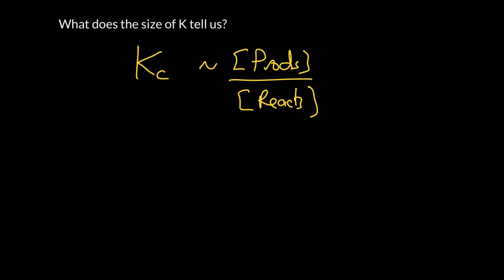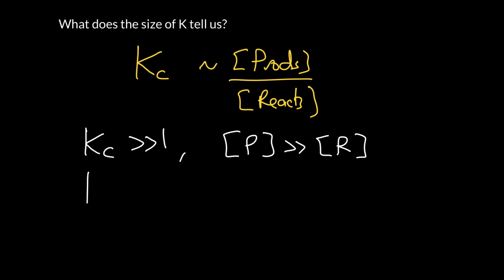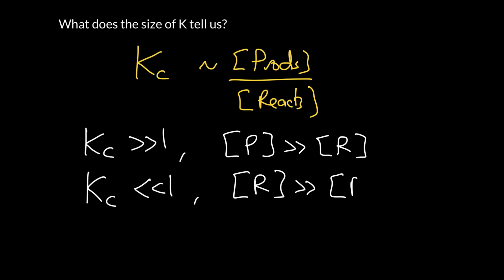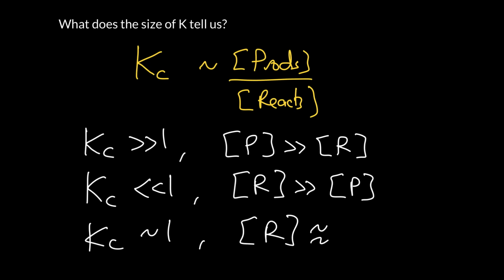So given that, if the equilibrium constant is much bigger than 1, that's really telling us that the concentration of products is much bigger than the concentration of reactants. Whereas if the equilibrium constant is much smaller than 1, then the concentration of reactants is much bigger than the concentration of products, right? So if it's much smaller than 1, the bottom is big and the top is small. And if the equilibrium constant is approximately 1, then it's telling us that the concentration of reactants is approximately equal to the concentration of products. So very, very crude, but that's roughly what we can tell from an equilibrium constant.